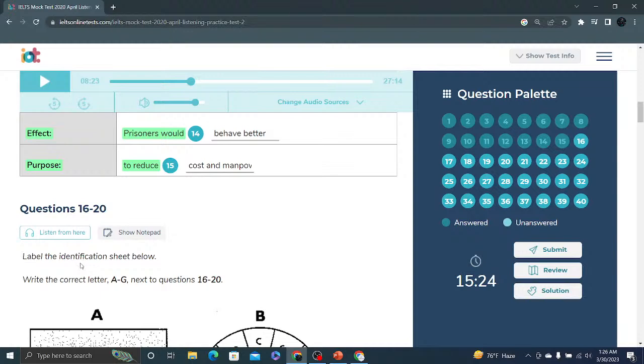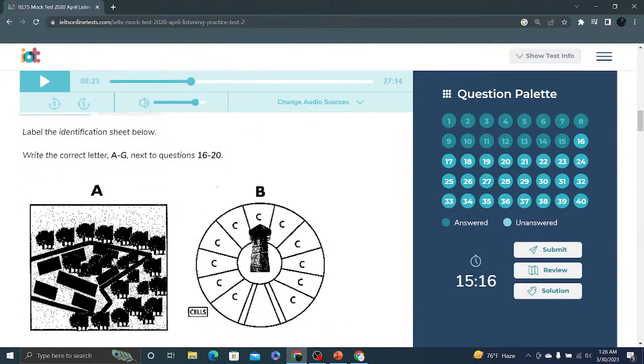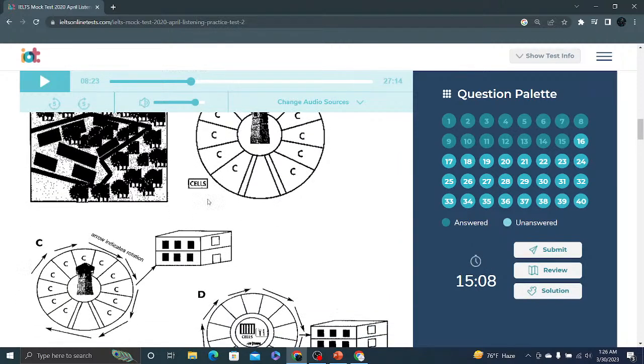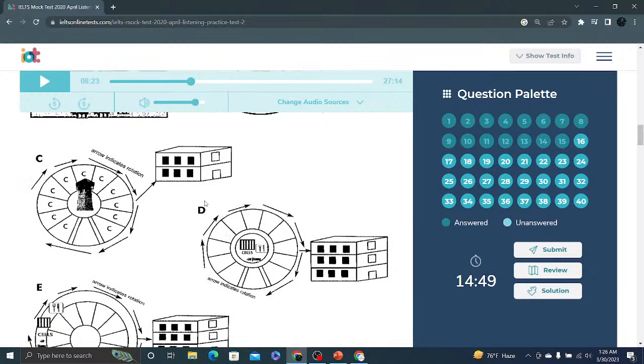Label the diagram below. Write the correct letter, A to G. Next, questions 16 to 20. Here we can see places A and B, and here you can see sails. Sails A, B, and here we can see C, and it says arrow indicating rotation. So it's rotating, as it's mentioned here. And here you can see place D, and here sails.